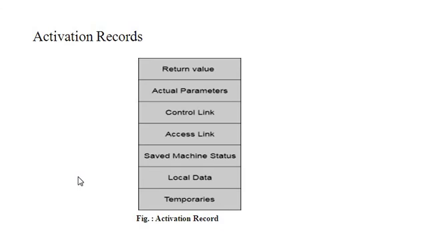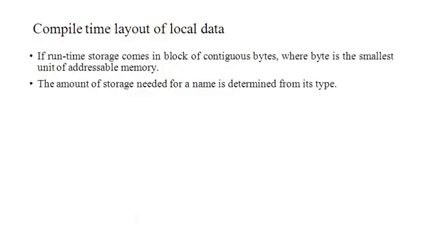Sixth one is actual parameters. This field holds the information about the actual parameters. These actual parameters are passed to the called procedures. And last, return value. This field is used to store the result of a function call. Whenever a value is returned, it is stored in the return value field. Next is compile time layout of local data.